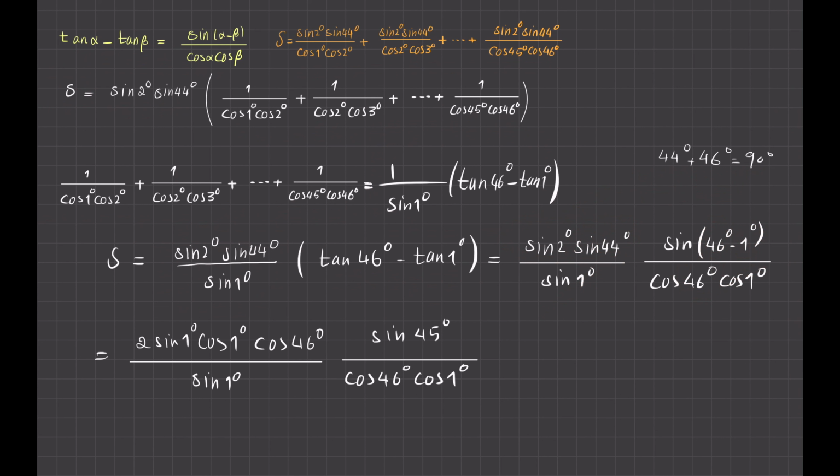And now the good news is that this sine 1 degree and this sine 1 degree are gone. Cosine 1 degree here and cosine 1 degree there are gone, and cosine 46 degrees and cosine 46 degrees are also gone. I am left with one factor of 2 and one factor of sine 45. So it becomes 2 sine 45 degrees, but this 45 degrees is a famous angle. We know that sine is the square root of 2 over 2, and if I multiply them, the answer becomes square root of 2. And that's the answer that we are supposed to reach.